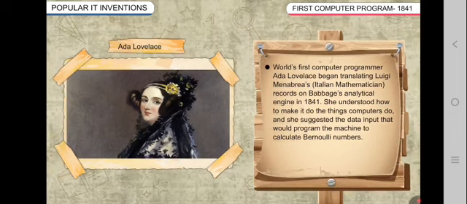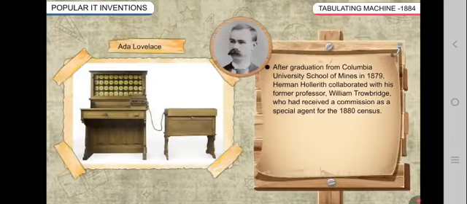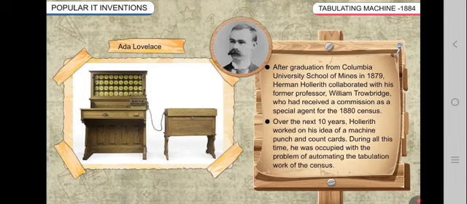The engine had a store where numbers and intermediate results could be held, and a separate mill where the arithmetic operations were performed. The engine was also capable of direct multiplication and division, parallel processing, microprogramming, iteration, latching, conditional branching, and pipelining, though Babbage never used these terms. Unfortunately, like the Difference Engine, this machine was also not completed.